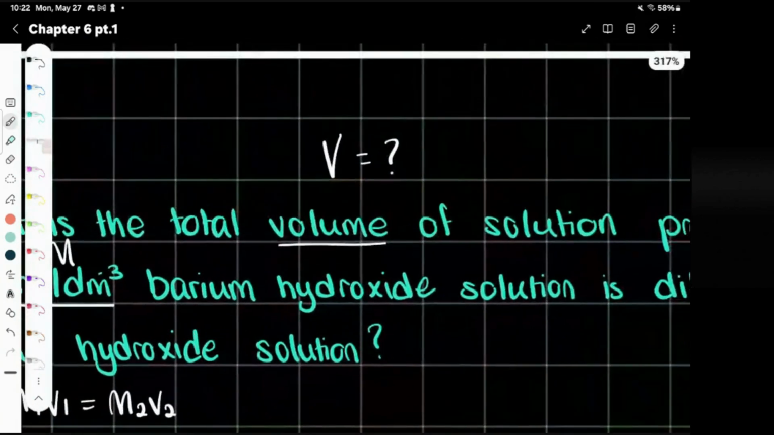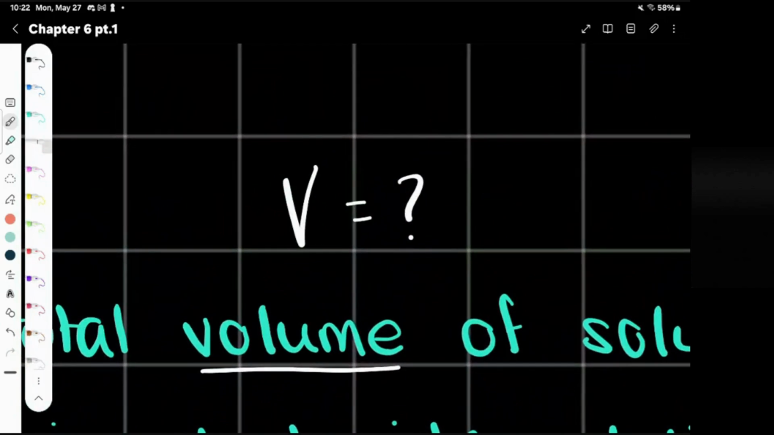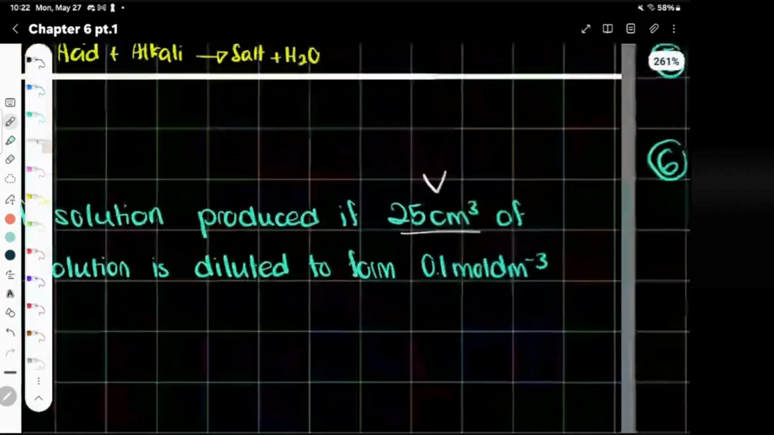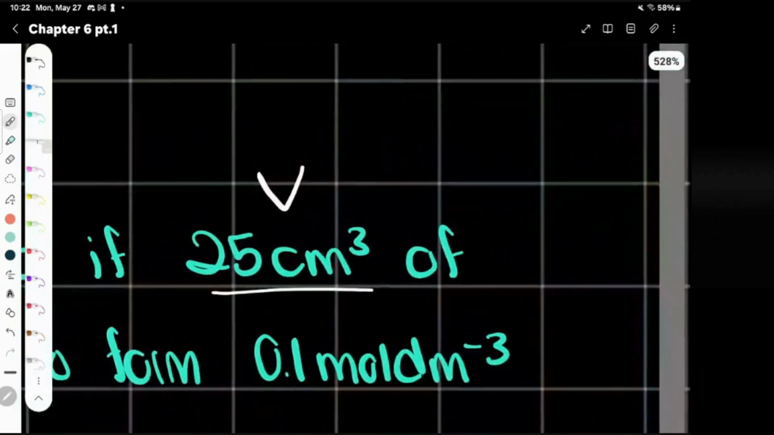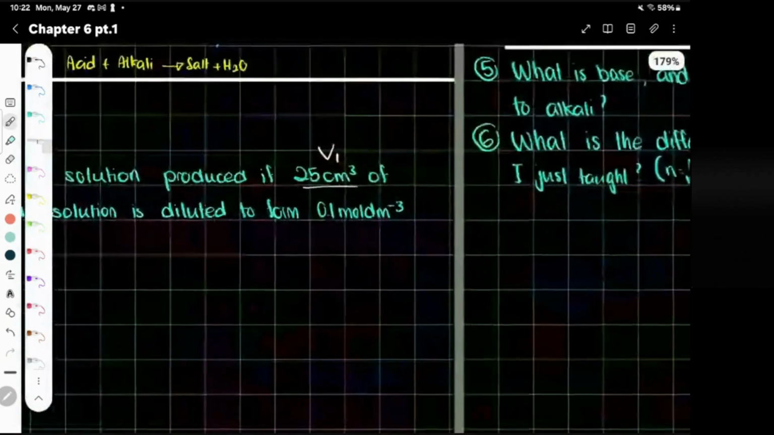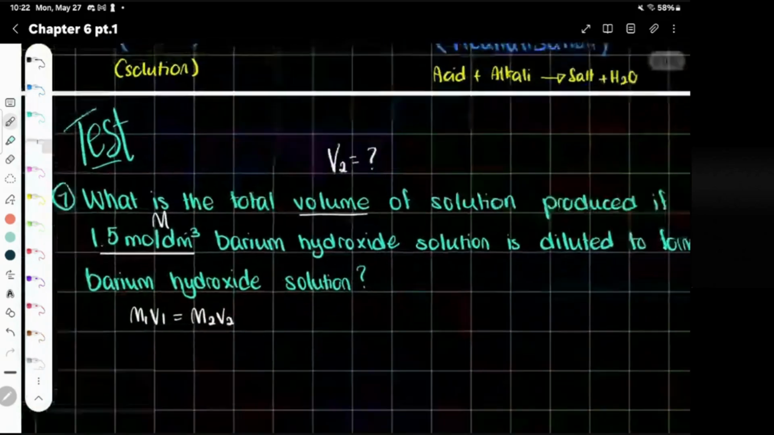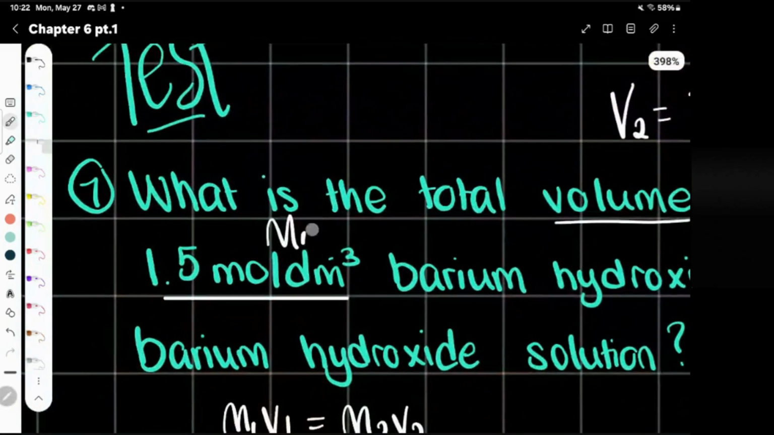So this V, what V are we going to use? We can use any V. Let's use V2. So if this is V2, then this V is for what? V1. This will be V1. And if that is V1 for barium hydroxide, this will be M1. Common sense, M1. This cannot be M2, or else it will be attached to this one here. So this will be M1.